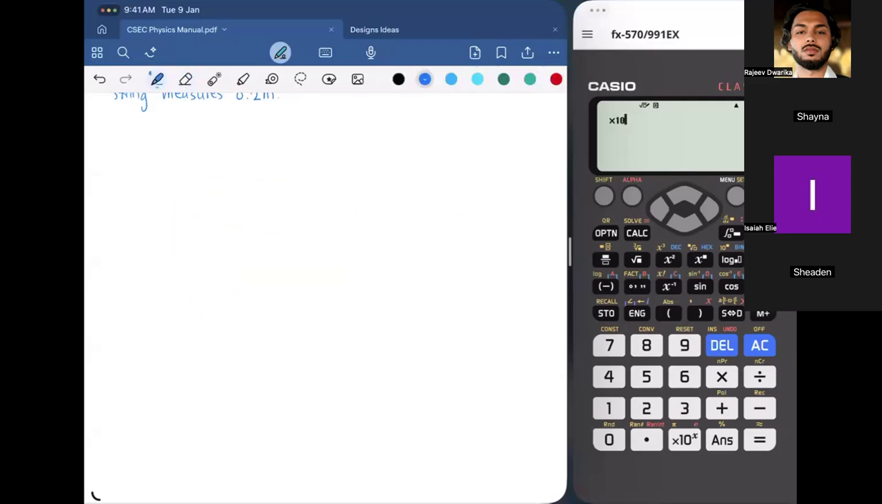What is the SI unit for current? Amps. Right? Amperes, amps. Cool.